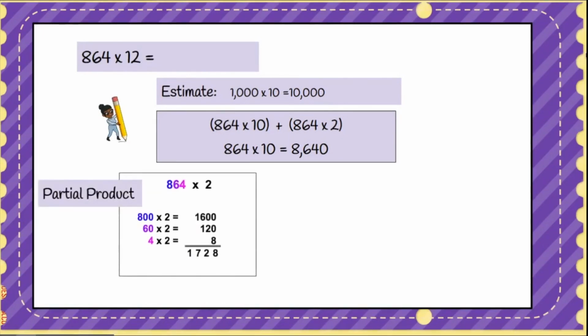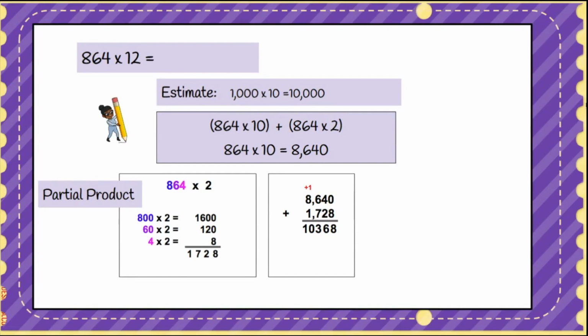To multiply 864 times 2, I decompose 864 by place value. 800 times 2 is 1,600. 60 times 2 is 120. 4 times 2 is 8. I combine those partial products to get 1,728. I took 8,640 plus 1,728 to give me the final product of 10,368. Let's see how the partial product algorithm is connected to the standard algorithm.